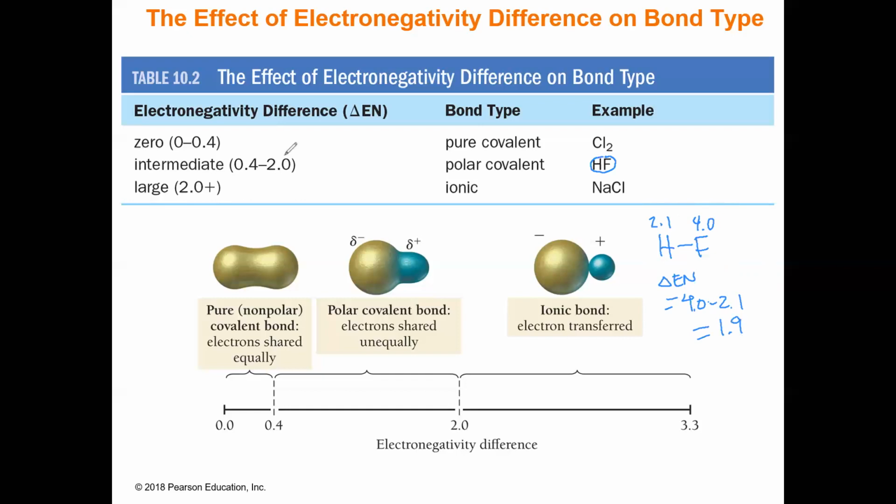When it ends up falling between 0.4 and 2.0, we would call that a polar covalent bond. So that is that the fluorine is attracting the electrons much more to itself than the hydrogen is.